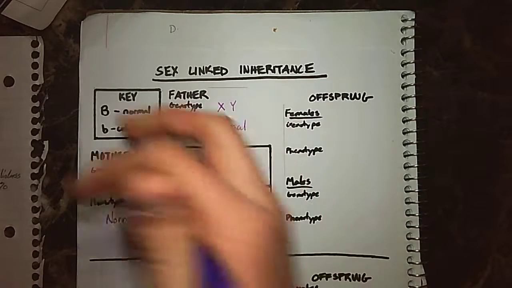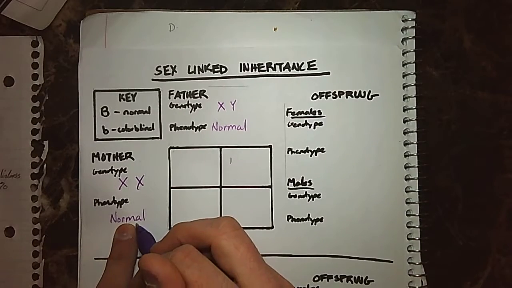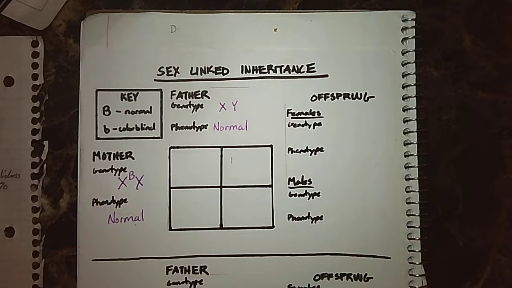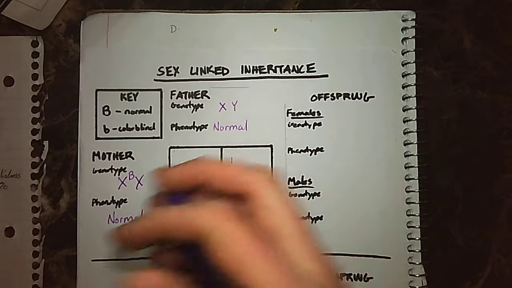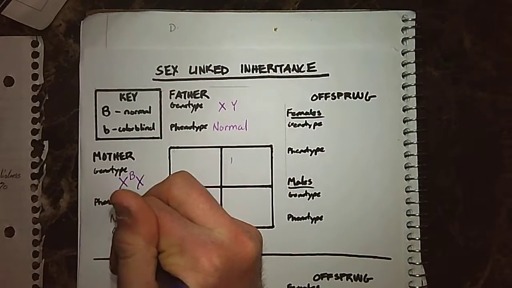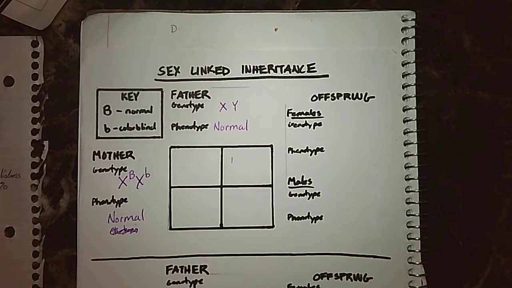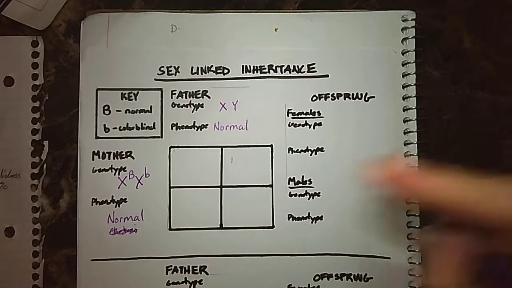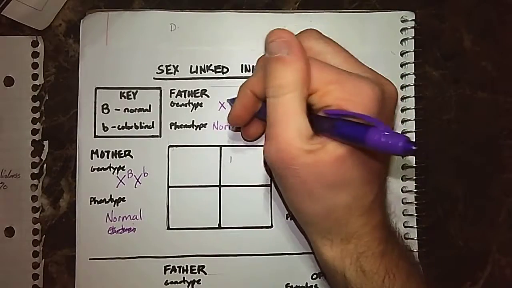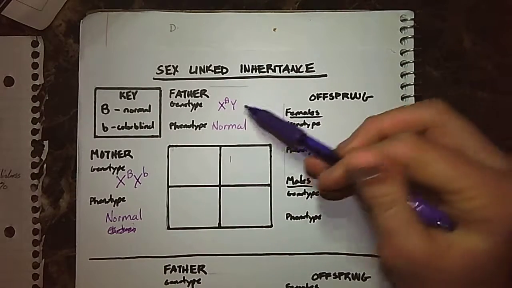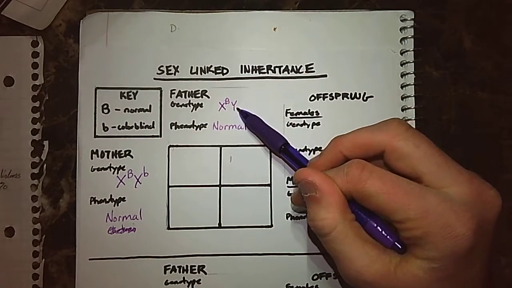For the mother, since she has the normal phenotype, I know she has to have at least one of these dominant normal alleles. For our purposes, I'm just going to say that she's heterozygous. That's what I'm giving you guys. Now for the father, since he's normal, he has to have that big B on the X chromosome, and since his Y chromosome is so short, it just doesn't carry the allele.